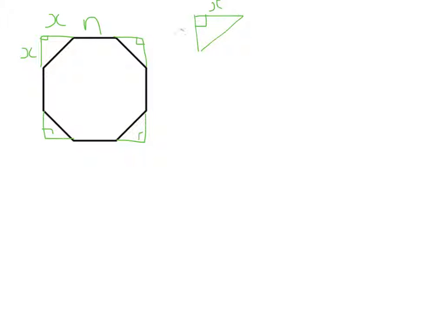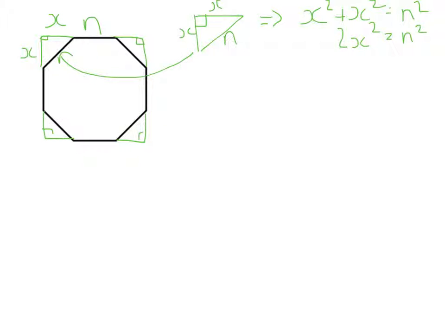To do that, we are going to use Pythagoras. So this hypotenuse here is n, because of course it's part of my octagon over there. So this means that x squared plus x squared equals n squared. So 2x squared is n squared. So x squared is n squared over 2. So x is the square root of that. So x is n over root 2. Then I'm going to rationalise my denominator by timesing it by root 2 over root 2. So x is root 2n over 2.